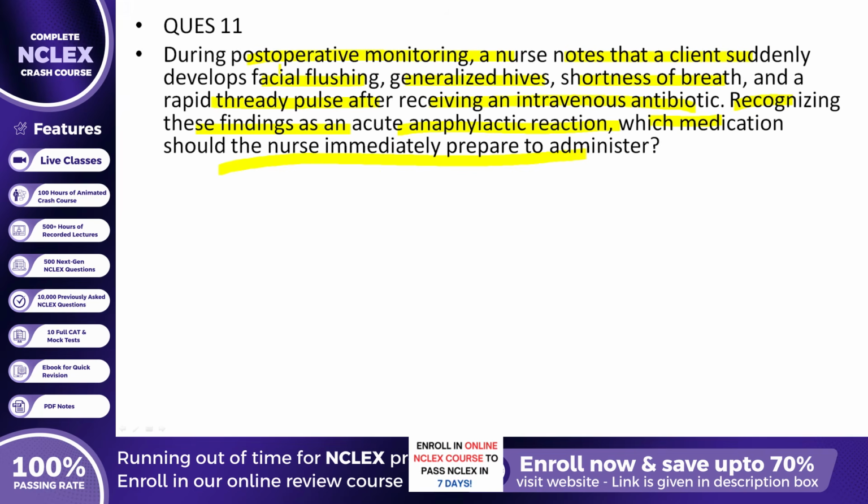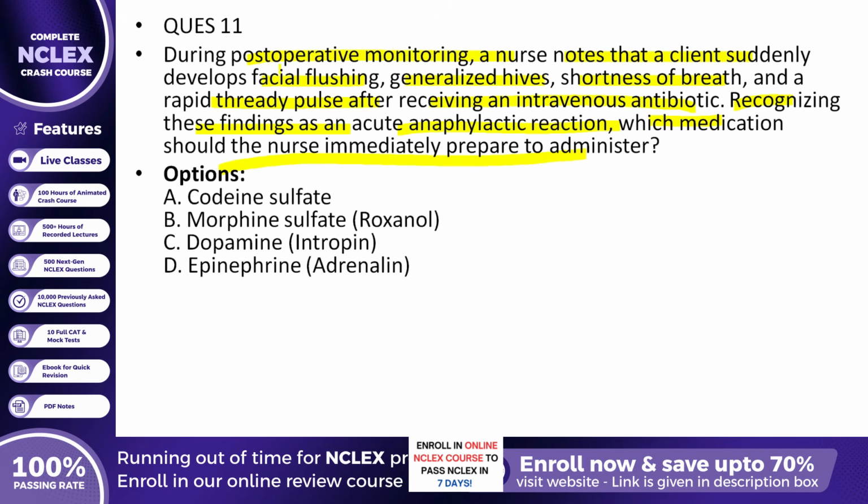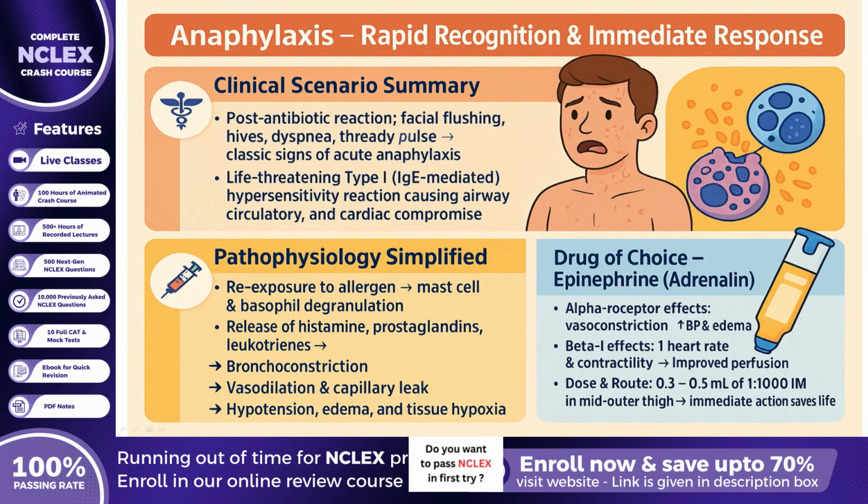Here are the options. A. Codeine sulfate, B. Morphine sulfate, C. Dopamine (Intropin), and D. Epinephrine (adrenaline). The correct answer is option D, epinephrine (adrenaline). Anaphylaxis is a rapidly progressive and life-threatening systemic hypersensitivity reaction that can quickly lead to airway obstruction, circulatory collapse, and cardiac arrest if untreated.